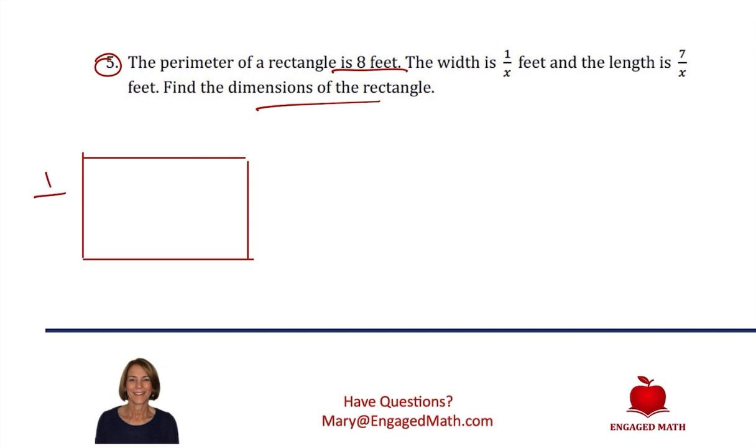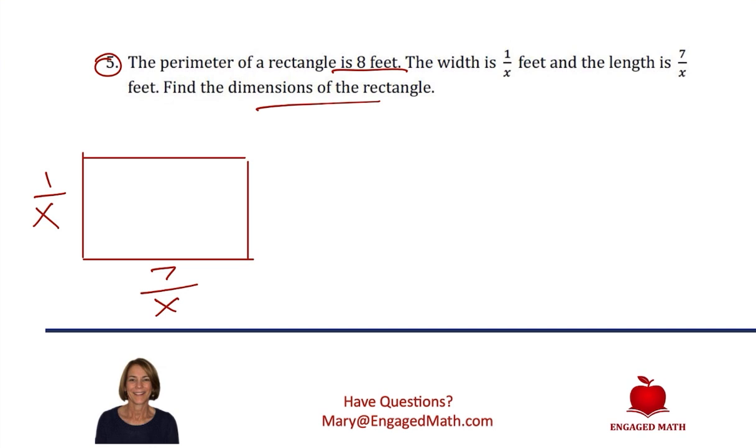So we know that the width is 1 over x, and I'm going to make the width the side that looks a little shorter. The length is 7 over x. I'm going to make that the longer side. And what we know is that if we were to add up all 4 sides, 1, 2, 3, 4, we would end up with 8.